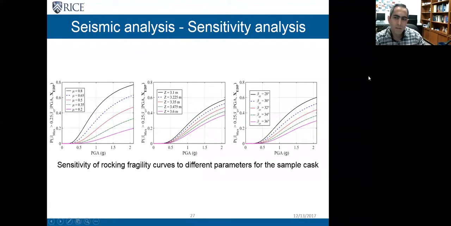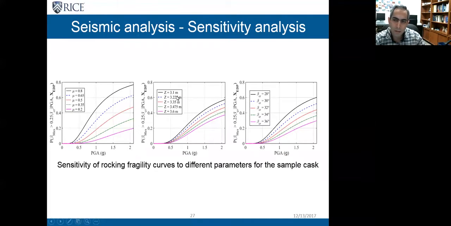The sensitivity analysis was also done for the rocking response. The rocking response is sensitive to more variables, including friction coefficient, the dimension of the cask, and the critical angle of rotation. If we look at the sensitivity to the friction coefficient, we see that for larger friction coefficients, we have larger probability of failure. And that's because for large friction coefficients, the cask cannot slide and the dominant mode of motion is rocking. And therefore, larger rocking motions are expected.